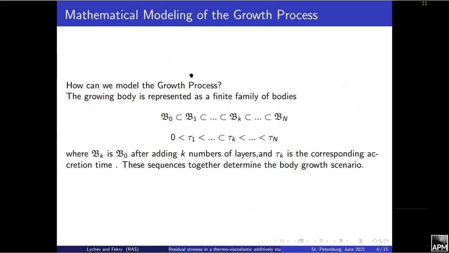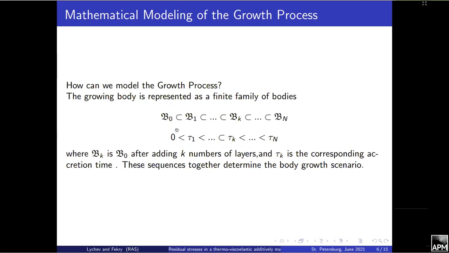Here we have the whole definition for the growth process. Suppose that the growing body is represented as a finite family of bodies. Here P1 is the initial cylinder. After adding a very thin layer, we will get B1. P0 is just a subset of P1. To add one layer to P1, we need just a time T1.